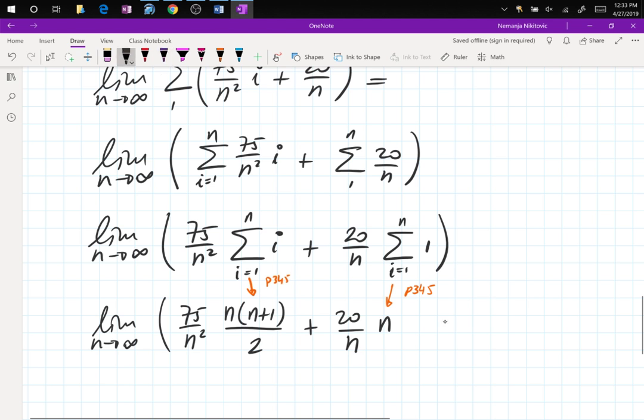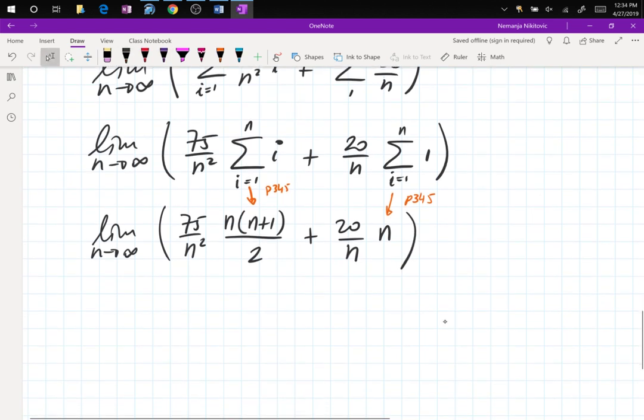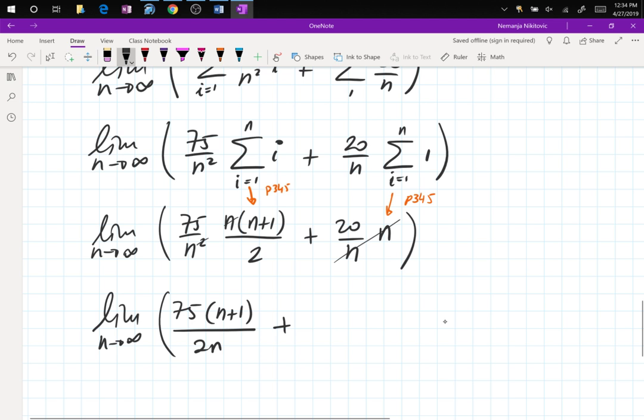Now, I get to cancel these n's. I get to cancel one of these n's. And I have to deal with the limit from chapter 2 now. That's easy. So I have 75(n plus 1) divided by 2n plus 20. These exponents are the same, so we just take front coefficients. I have 75 over 2 plus 20. That's 115 over 2.